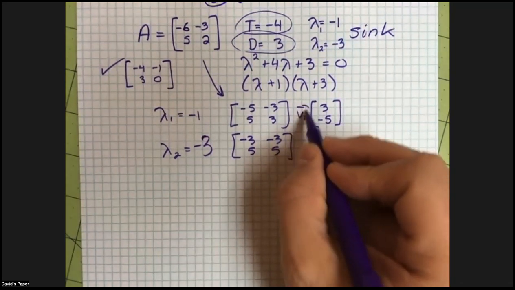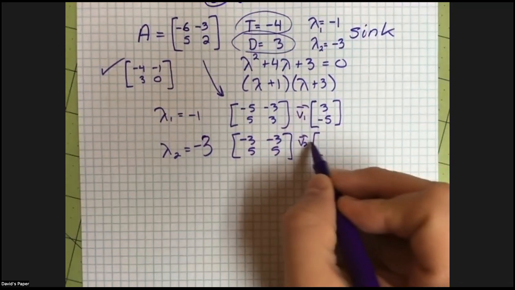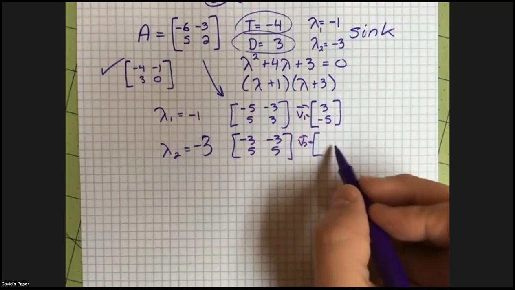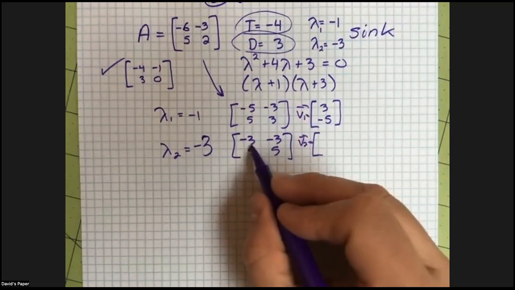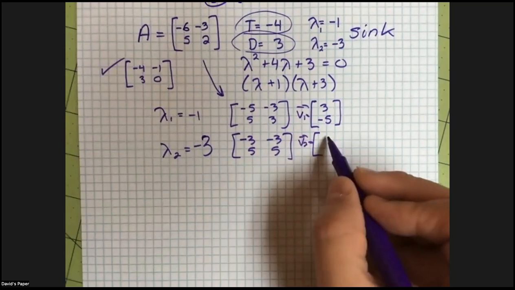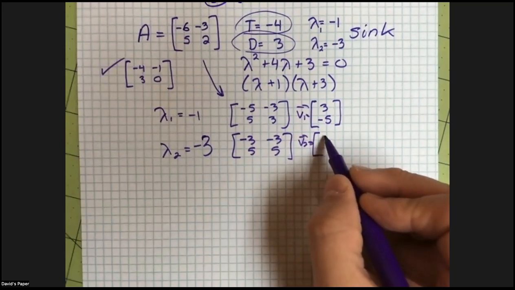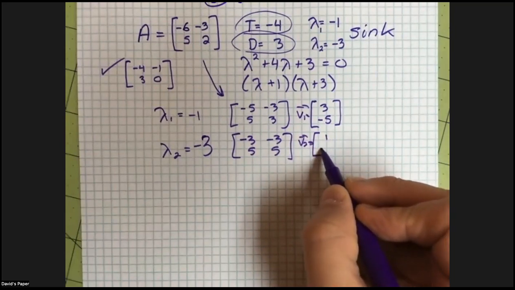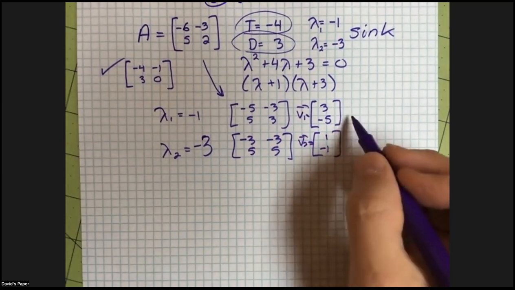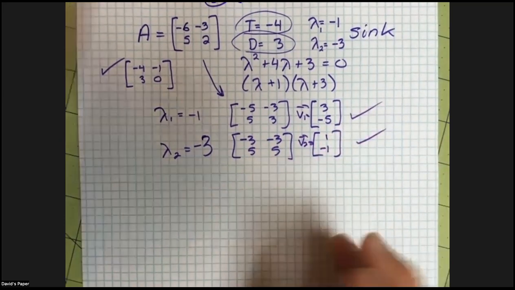Eigenvector is, well, just 5 and minus 5. But I don't want to use numbers I don't need. How about 1 and minus 1? Two eigenvectors. Phase portrait.